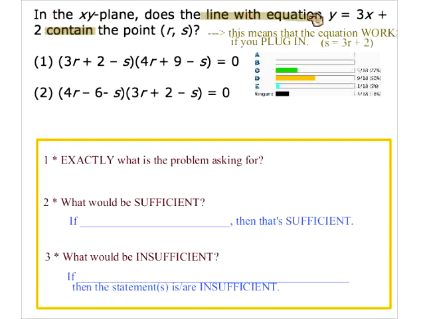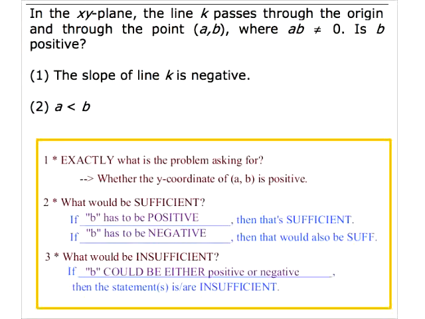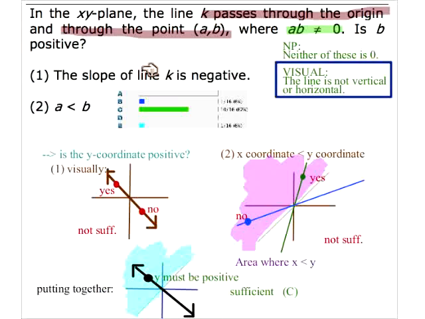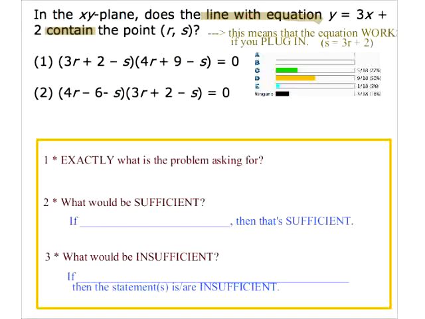Same thing with this problem that we just saw here. Like, if someone reads this and thinks that they have to find the point A, B, don't do the problem. You're not going to get it right. Like, you really have to make sure that you understand what the question is asking you for. So the problem is asking you: is S equal to 3R plus 2?